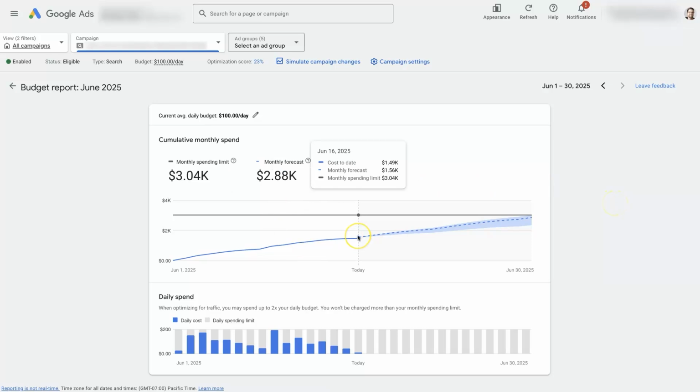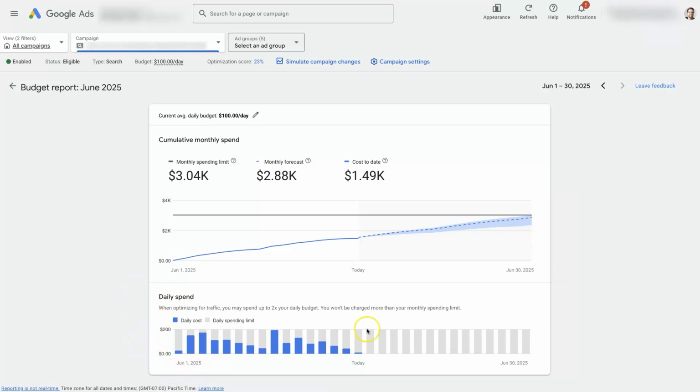Now we're about halfway through the month right now, and it's giving us the monthly limit up here at the very top, this gray line. It says $3,040. And then it's giving us an estimate of how it's going to trend over the span of the month, with the dotted line here being the monthly forecast. So it's telling us it's probably going to spend $2,880 out of that $3,000, right?